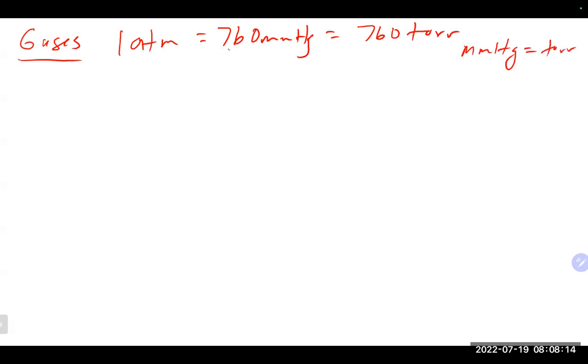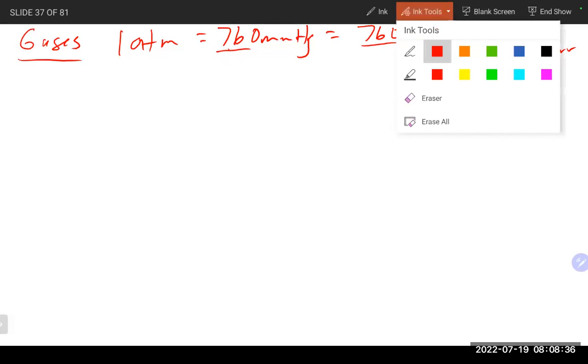And as we talked about last time, the 760 obviously is an important number. It is our conversion factor to go from millimeters of mercury or torr to atmospheres and back. So if you have atmospheres and want millimeters of mercury or torr, you multiply by 760. And if you want atmospheres and you have millimeters of mercury or torr, you divide by 760.